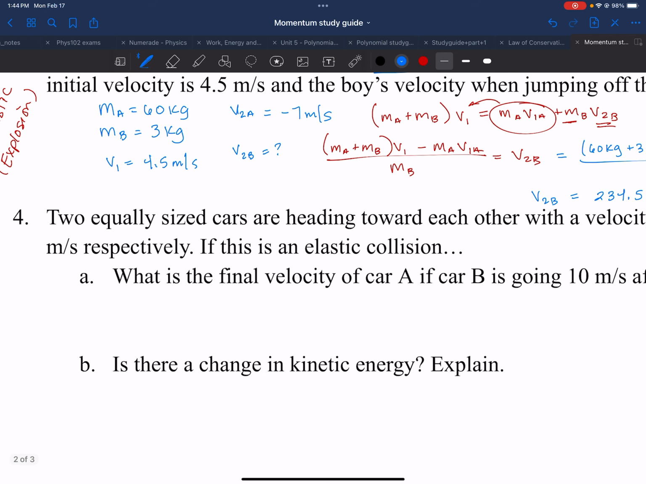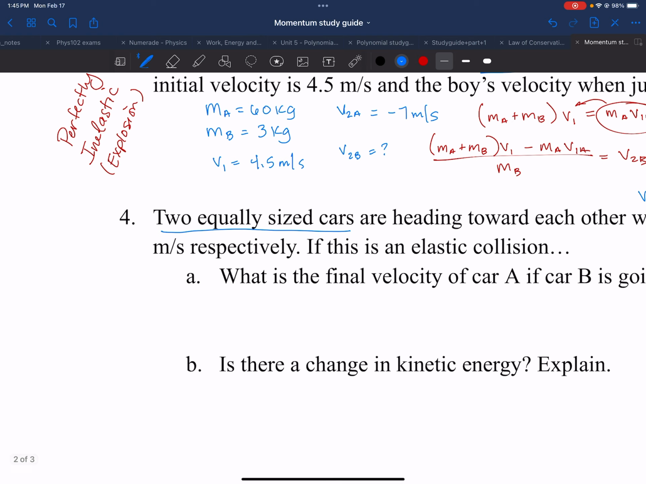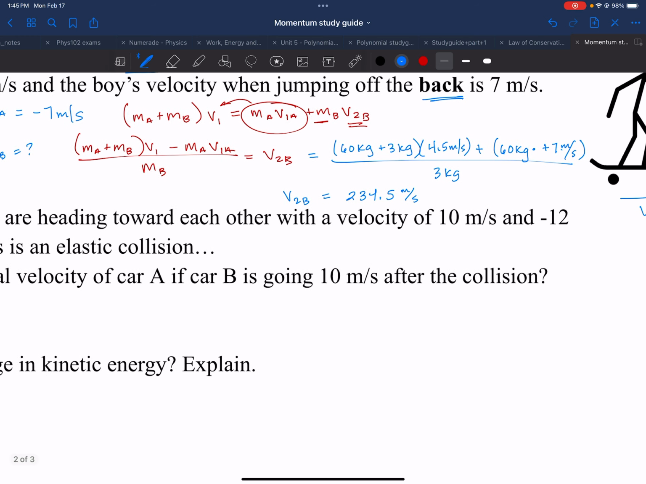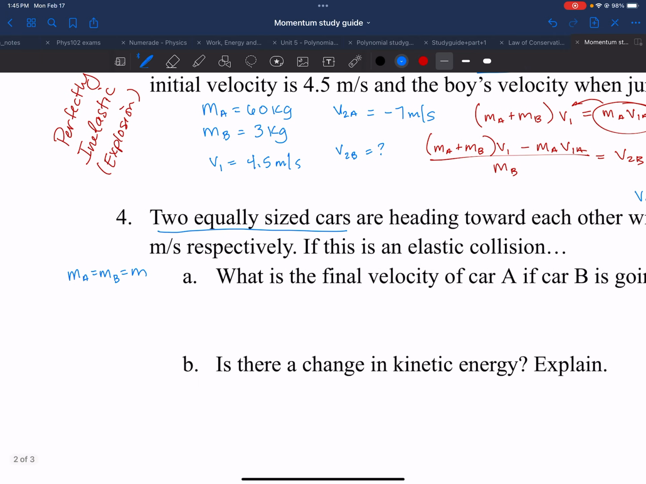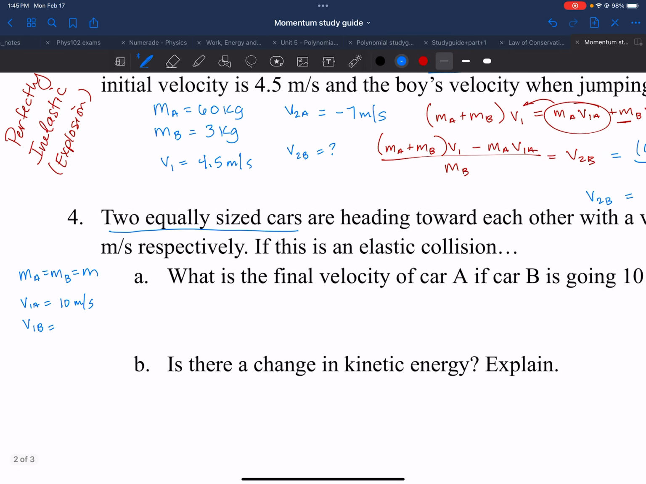All right, and number 4, two equally sized cars. That makes me suspicious that we might have an elastic collision. So mass of A is equal to mass of B, and we're just going to call it mass. They are heading towards each other with velocities of 10 meters per second and negative 12 meters per second, respectively. So V1A is 10 meters per second, and V1B is negative 12.